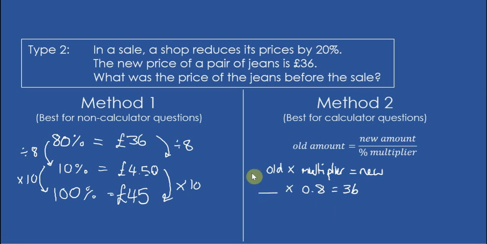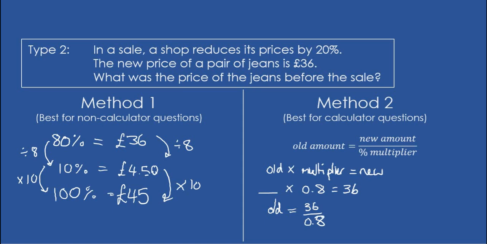If I want to figure out this number here, what could I do with these two numbers? Well, I could reverse this calculation. The inverse of doing a multiplication is to do a division. So if I divide 36 by 0.8, I will find my old amount. Hence where that equation comes from here: we do the new price divided by the multiplier.